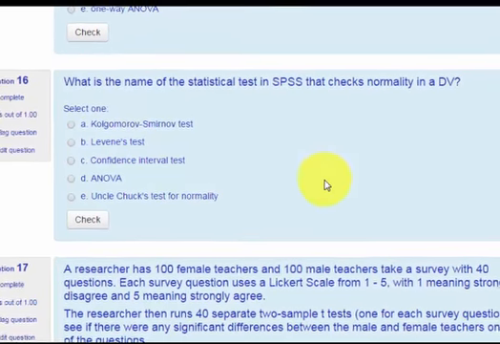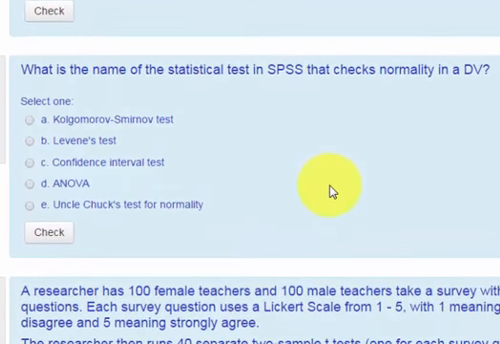All right, SPSS, which test checks for normality of the DV? Remember, DV is the only thing we're checking for the assumptions. We don't really care about the IV, especially at this stage, because the IV is a categorical variable. Okay, so let's open up SPSS.